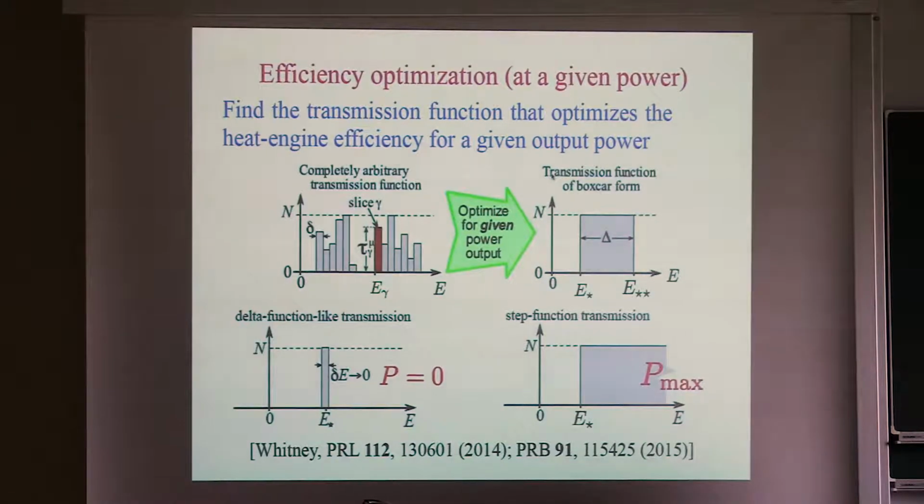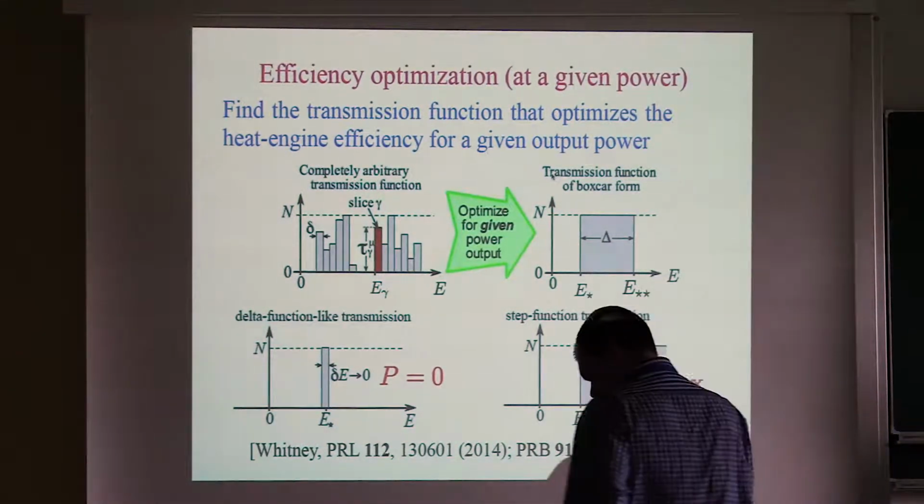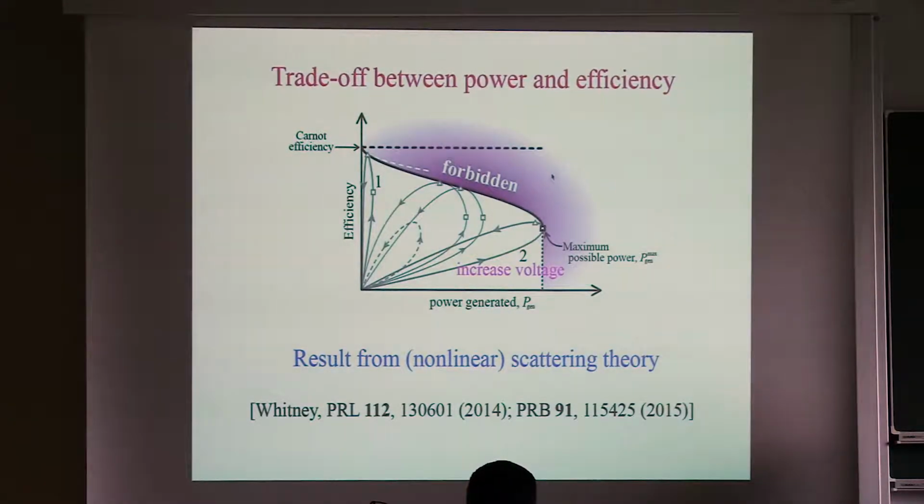Now you can raise the following question. You fix the power, of course smaller than or equal to this maximum output power, and for that given power you want to optimize the efficiency. So you want to find the optimum power-efficiency trade-off. You assume a completely arbitrary transmission function, so you have to optimize a functional. It turns out, following these papers, that the optimum transmission function is a boxcar between the energy which corresponds to reversible transport and some other energy. When you shrink the width of this boxcar to a delta, you get zero power and Carnot efficiency. When it is a step function transmission between this energy and infinity, you get maximum output power, and of course you deteriorate the efficiency.